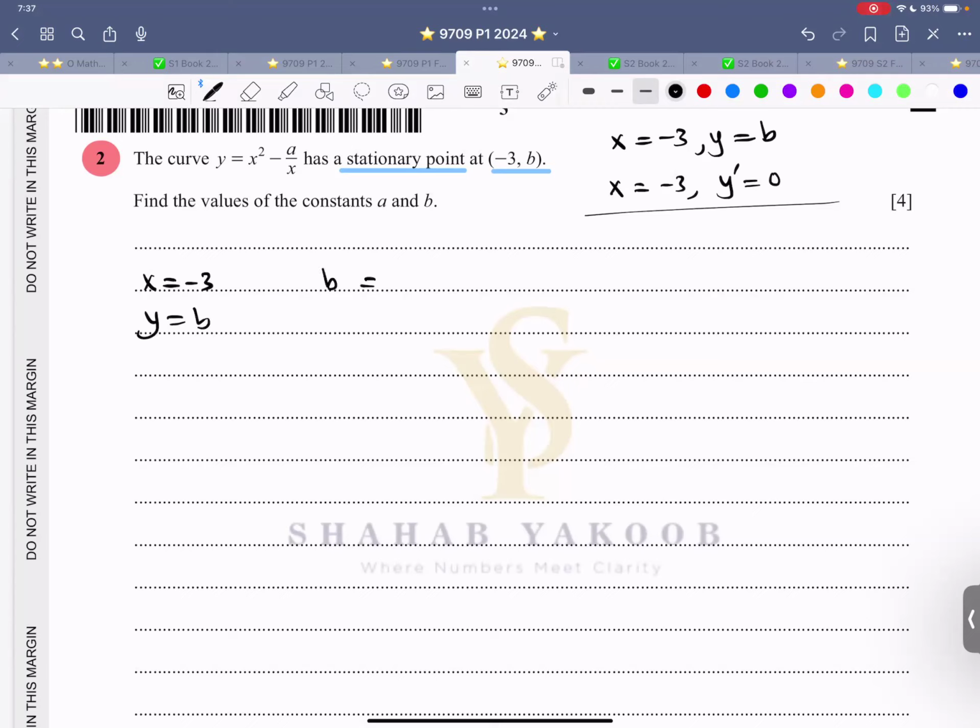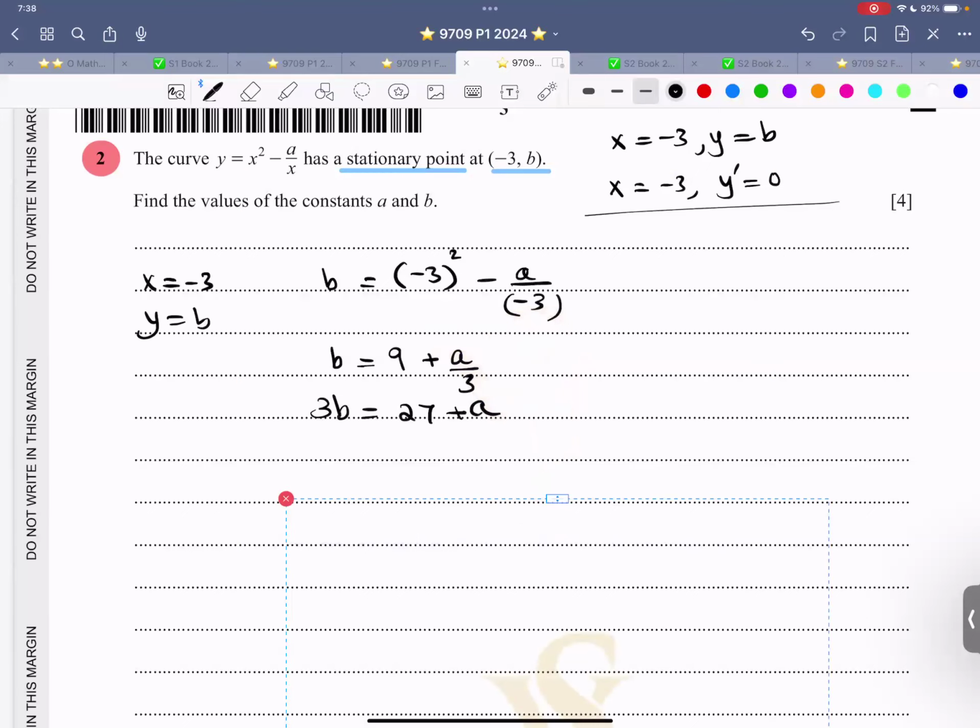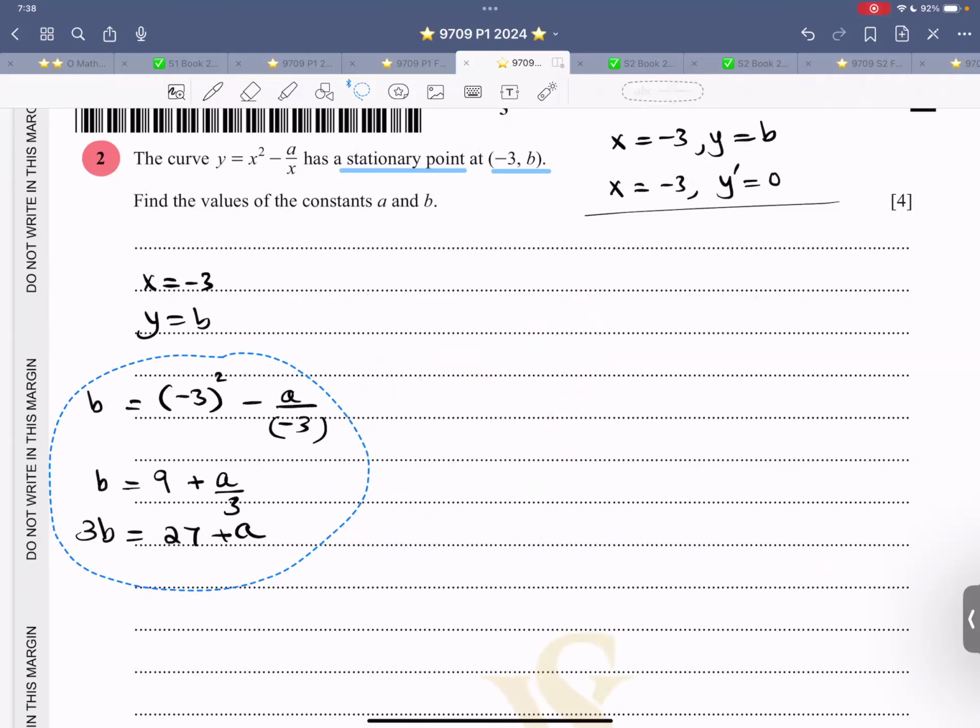So therefore, b is equal to x squared, x is -3, so (-3) squared minus a over -3. Simplify it further. b is equal to 9 plus a over 3, and 3b is equal to 27 plus a. That is one equation. So let me just move this thing downstairs so that everything falls in one place.